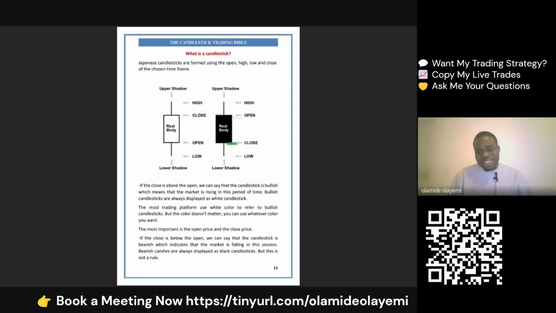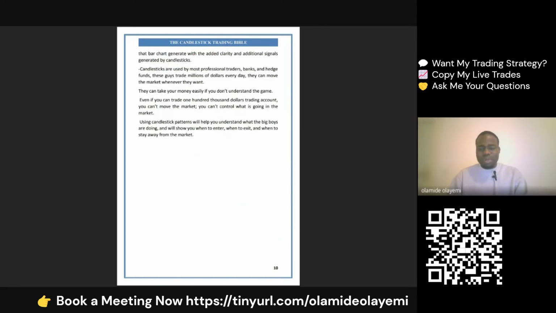Whenever the closing price is less than the opening price, it is a bearish market, meaning that the price dropped. The price of that specific commodity or stock or currency pair dropped. It started at a higher price, but it closed at a lower price. That is all you need to understand concerning what a candlestick is. I hope you get it right now. So let's move on.